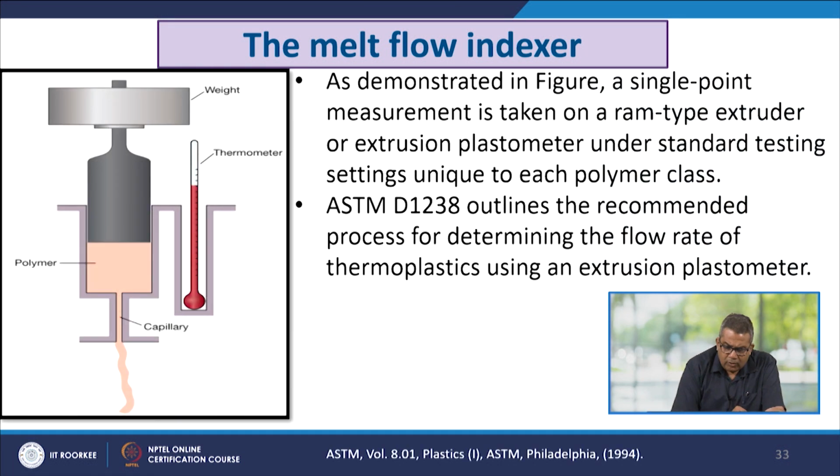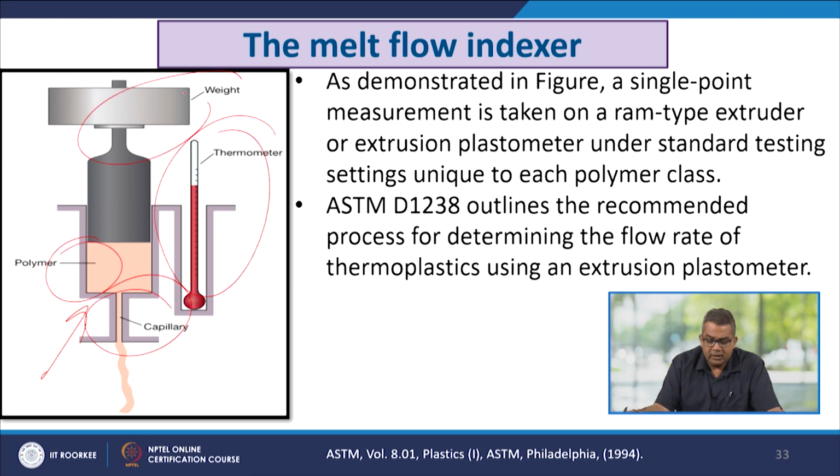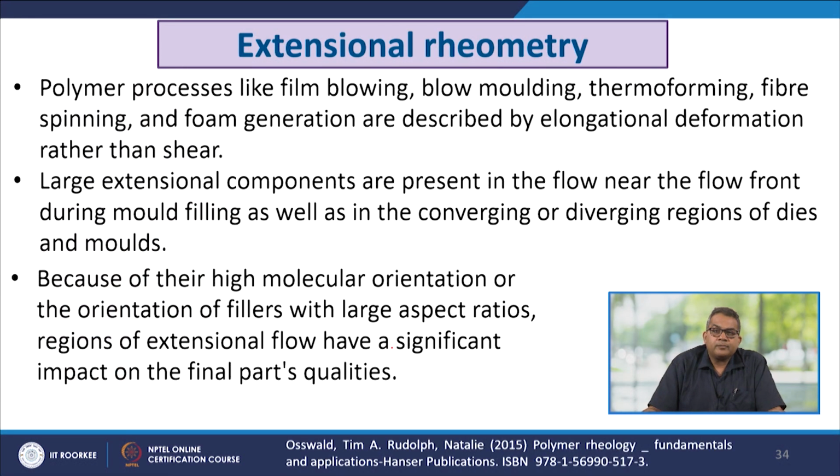This is the typical anatomy of a melt flow indexer. There we have the capillary, the polymer, then the thermometer and the weight. All these things are very common in nature. This is a single point measurement taken on a ram type extruder or extrusion plastometer under the standard testing conditions unique to each polymer class. ASTM D1238 outlines the recommended process for determining the flow rate of thermoplastics using an extrusion plastometer.